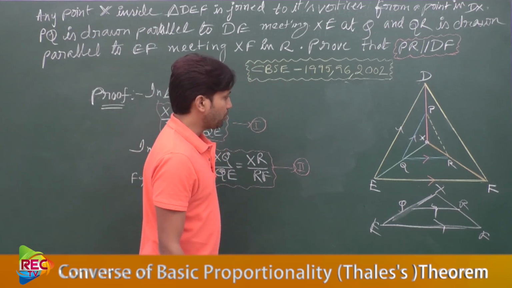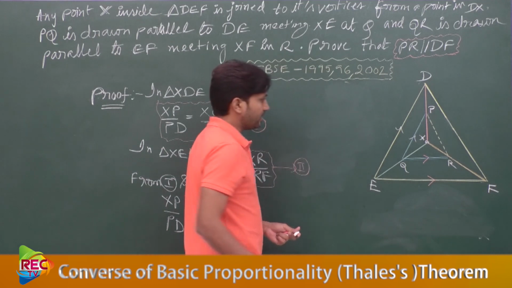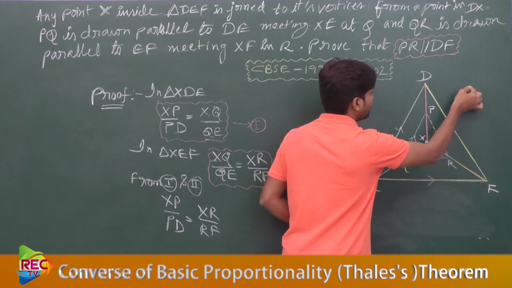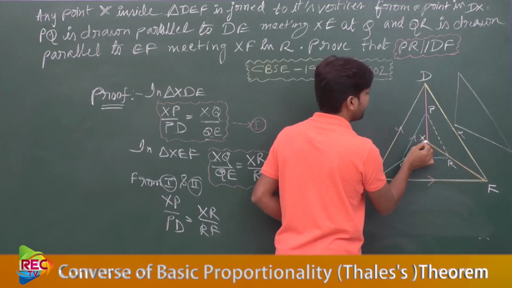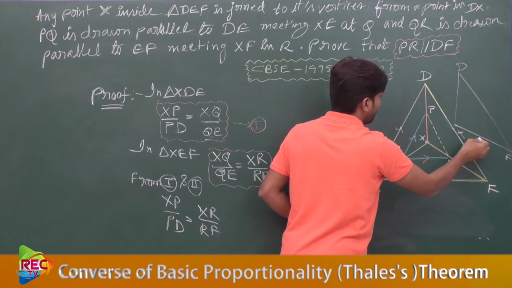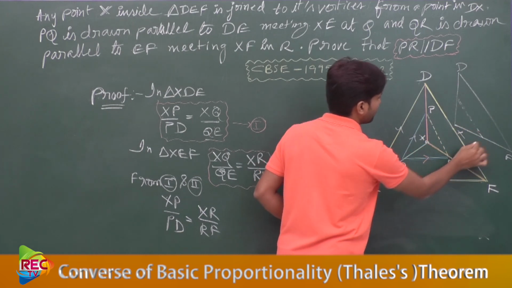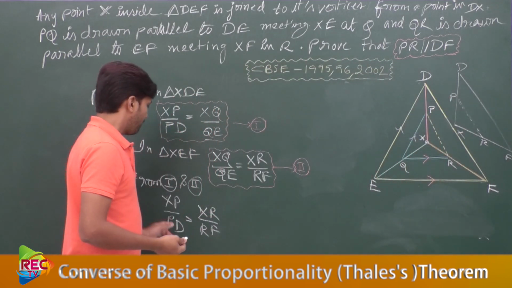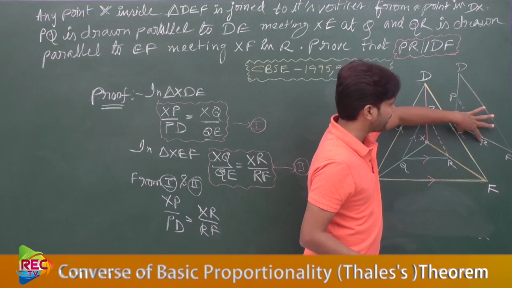Now after doing this, if you observe the third triangle, what can we say? Just look at the third triangle. What is the third triangle? XFD. See this XFD. This is X, this is F, and this is D. Now, here there is no line drawn. We just put a dotted line, and this is R, and this is P. From this, what did we obtain? We obtained XP by PD equal to XR by RF.